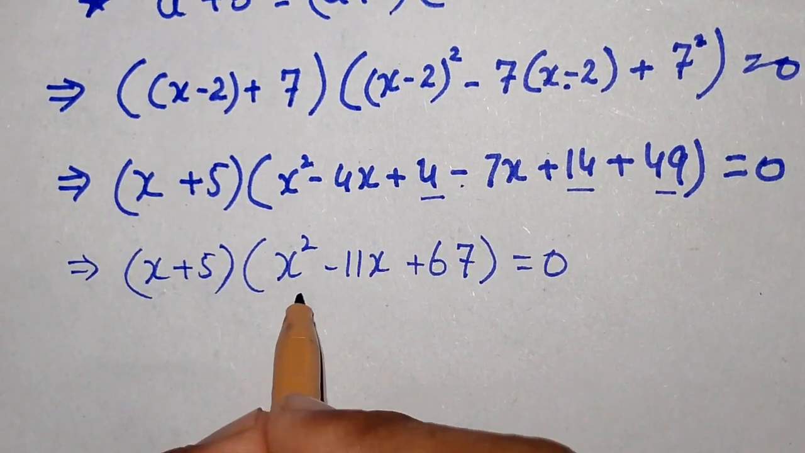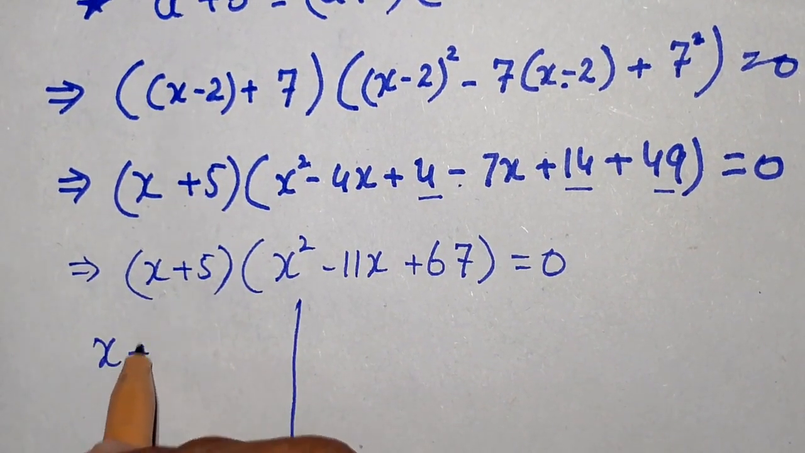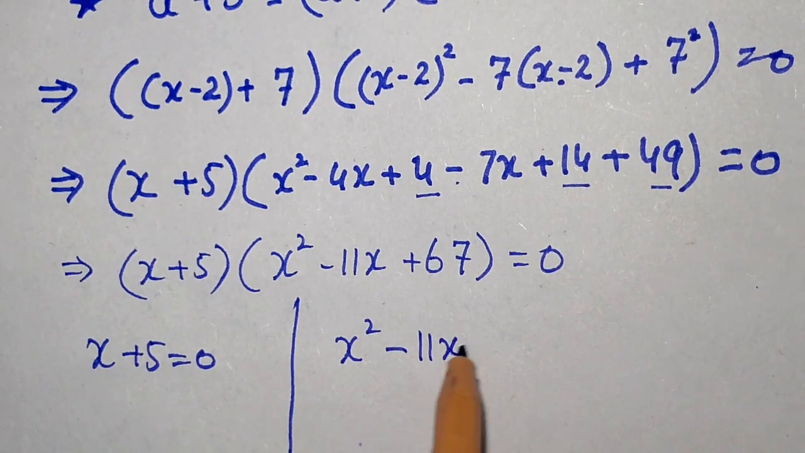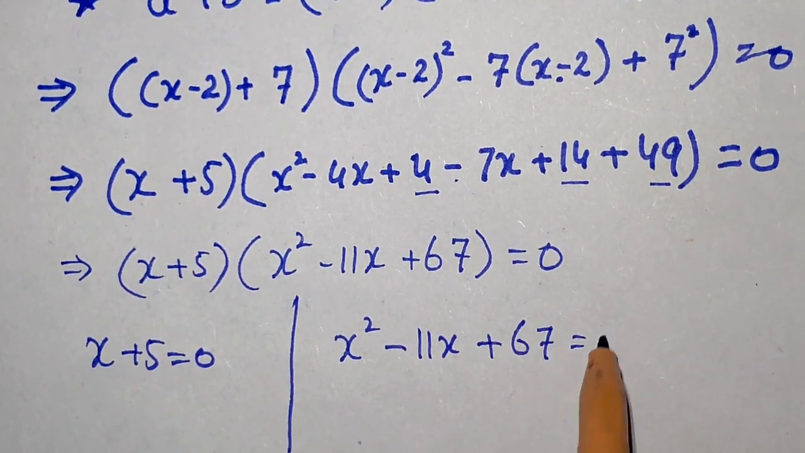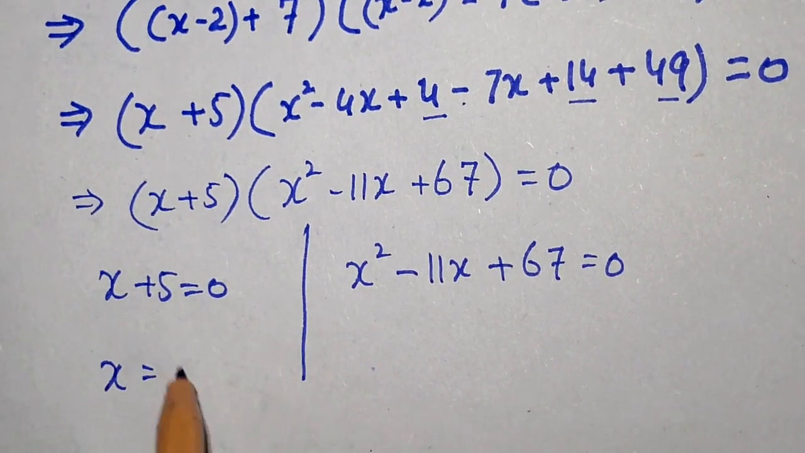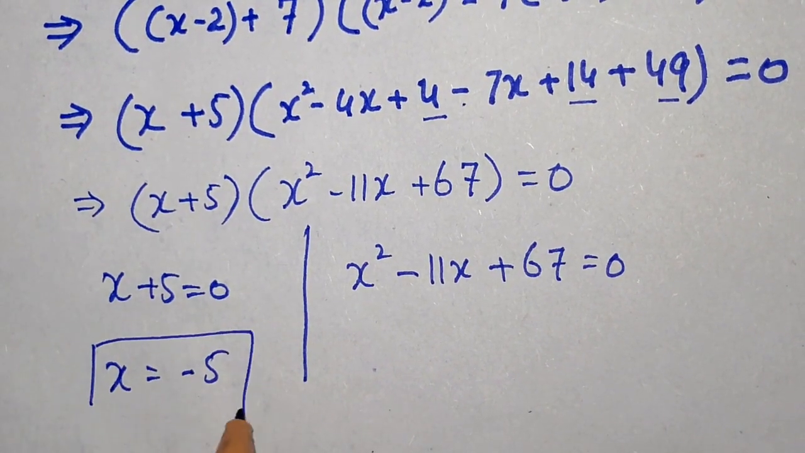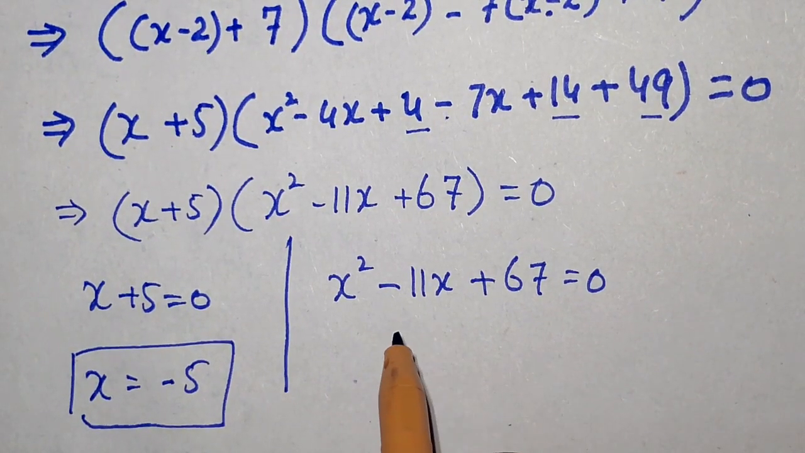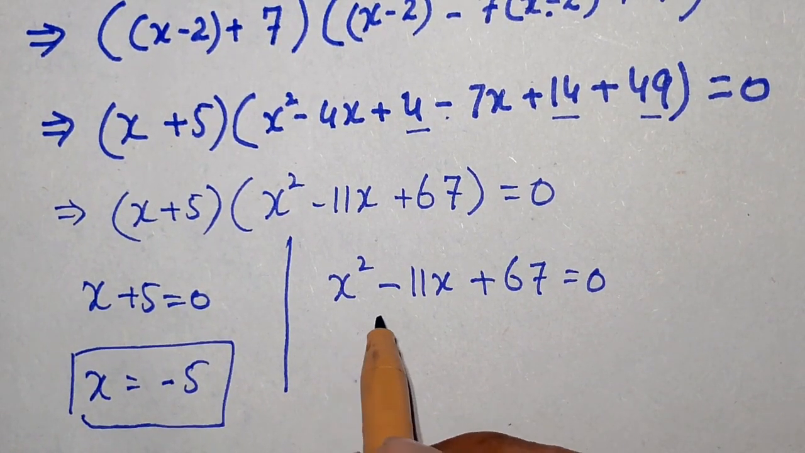Now here we have two cases. x + 5 = 0, and here x² − 11x + 67 = 0. Now here x is equal to, moving this over, this will become −5, so this is the first real value. To solve the other, we have to solve this using the quadratic formula.